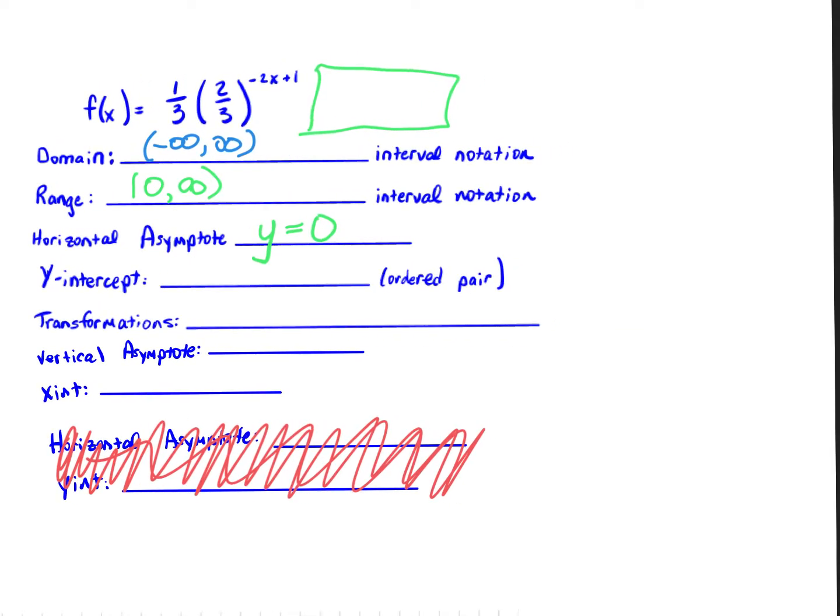For y-intercepts, what do you plug in for x? 0. So I'm going to say 1/3 times 2/3, and then I have my exponent is -2 times 0 plus 1.